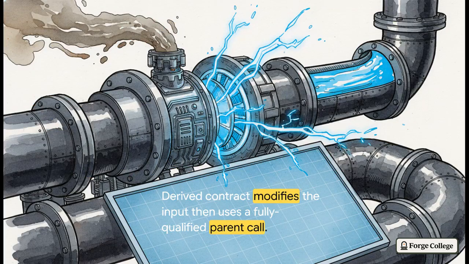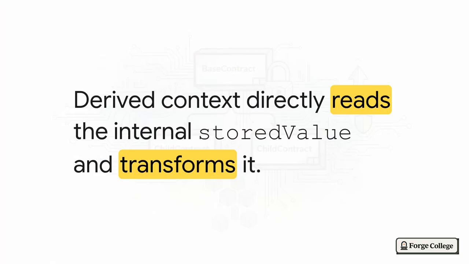And here is that custom turbocharger in action. The derived contract overrides the set function. It intercepts the incoming value, adds a massive turbo boost of 10 to it, and then, instead of completely rewriting the storage logic, it uses a fully qualified parent call. It calls BaseStorage.set. This pattern is just brilliant. It lets the child inject its own custom logic, but still heavily rely on the parent's original battle-tested code to actually store the data.